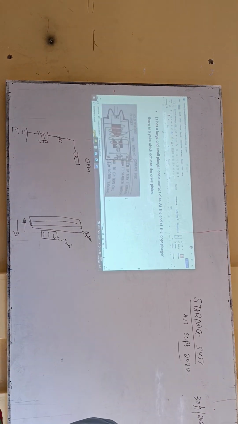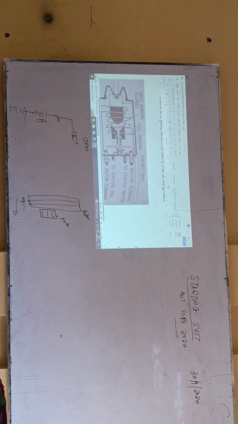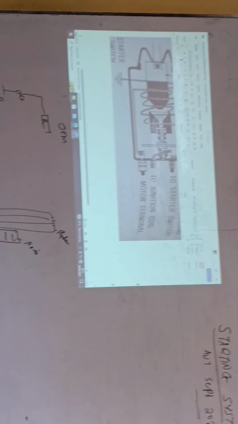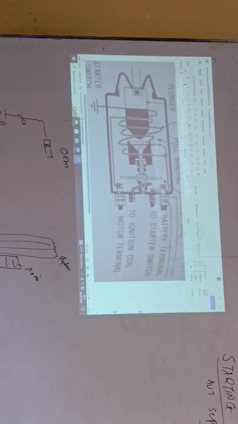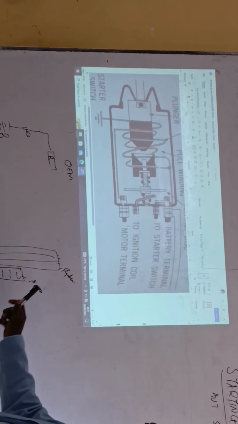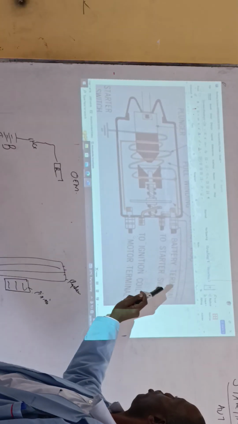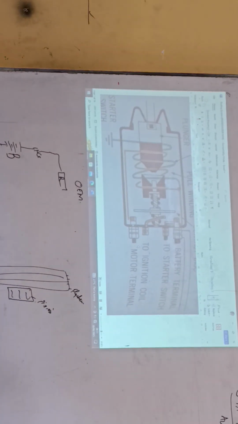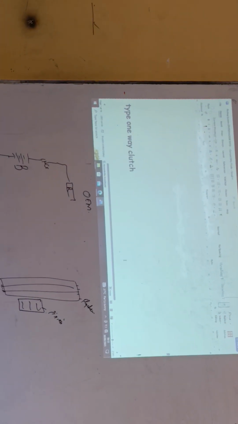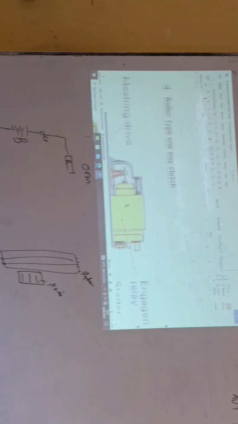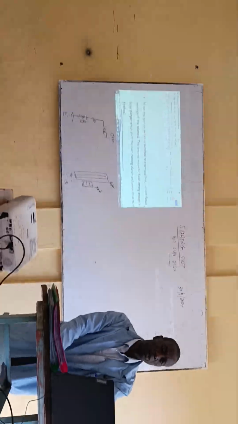And then after that, there is a slight diagram here that shows how this one looks. I can magnify it for you so that you can see it. You can see the plunger, the starter switch, the plunger, the pulling windings, the holding windings. We have the battery terminal, to starter switch, and to the ignition coil at the motor terminal. So all these, you're going to see them when we get to the workshop. But today we are just covering this starter motor in the classroom.